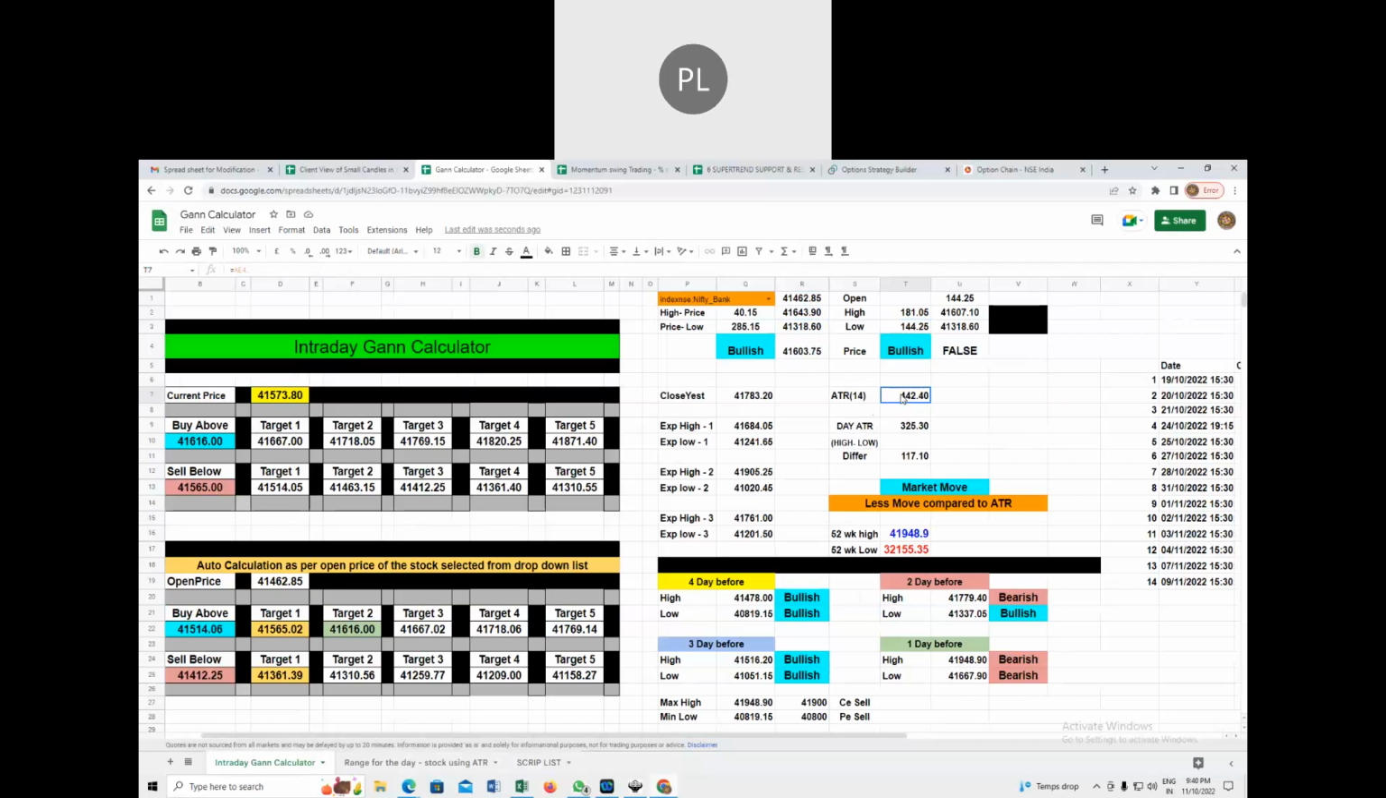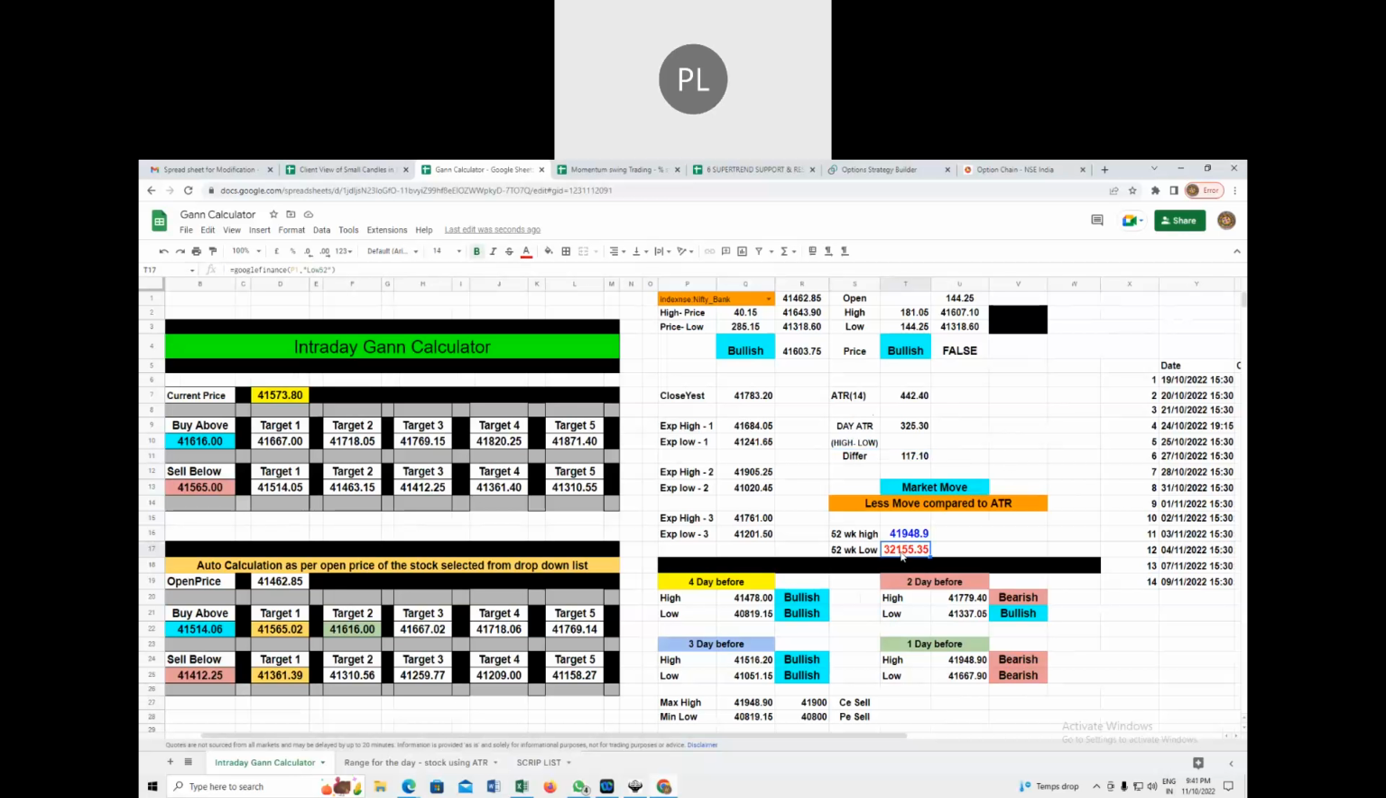Here you can see that the ATR of Bank Nifty is 442 and today's ATR is 325. We calculate the daily ATR by subtracting high and low to get this value. So you can see that the movement was less by 117 points.